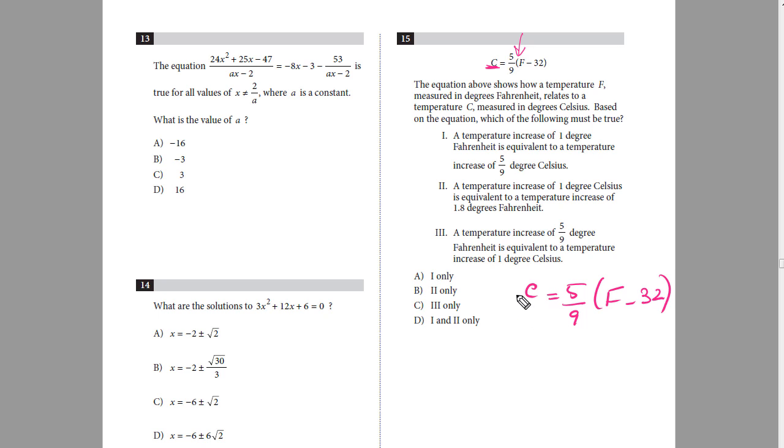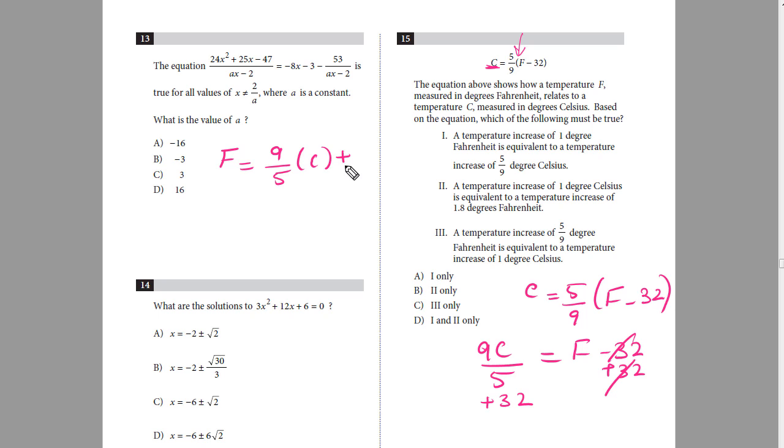Now this 9 will be multiplied with the Celsius, so it will become 9C over 5 is equal to F minus 32. Now we will add 32 on both sides, and this will get cancelled, and the Fahrenheit temperature will become equal to 9/5 times C plus 32.